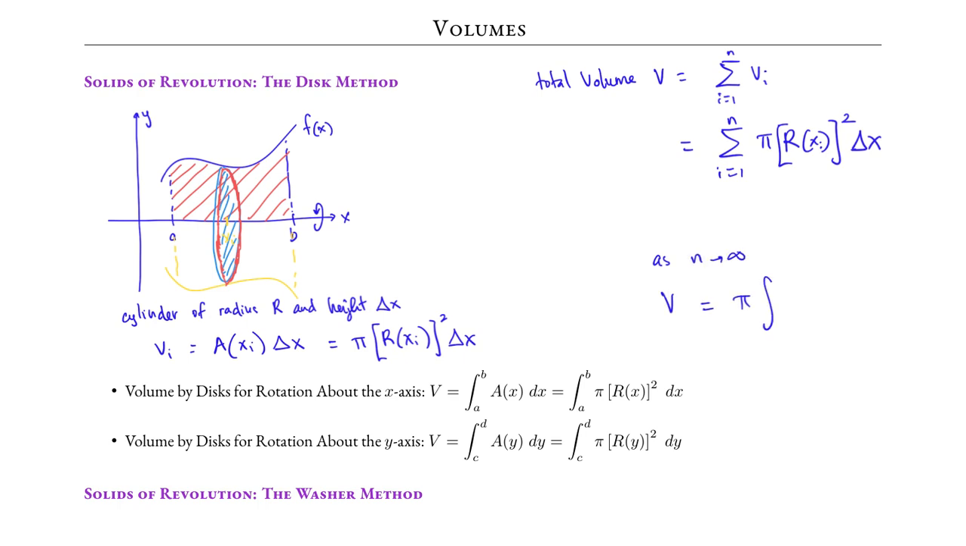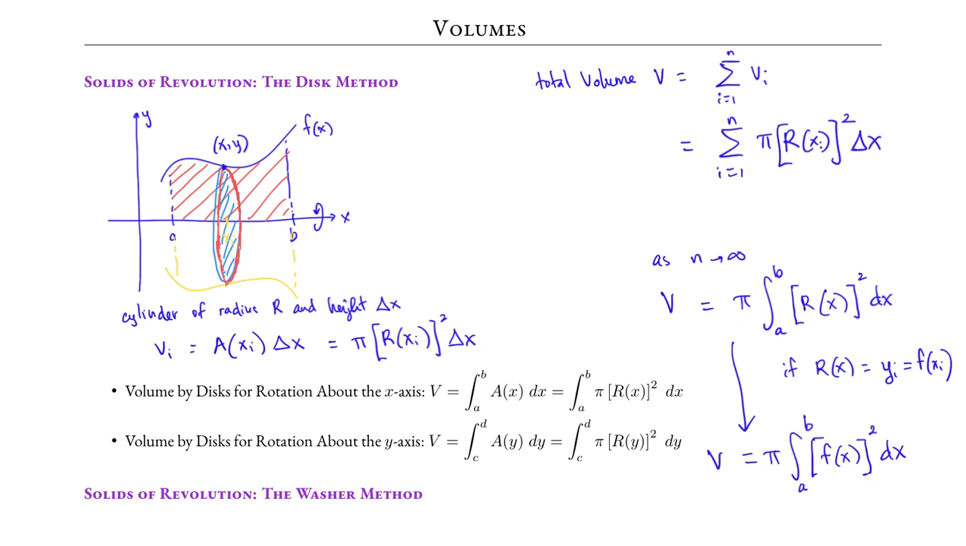As n goes to infinity, we obtain the definite integral of pi from a to b of r of x squared dx. R of x in this case is the height of the function f of x, because we slice the solid perpendicular to the x-axis and rotate it about the x-axis, so the radius is y, or r of x. The volume is therefore pi times the integral from a to b of f of x squared dx. This is known as the disk method.